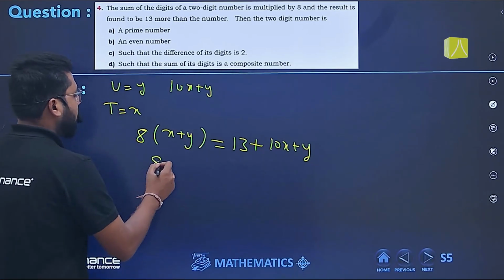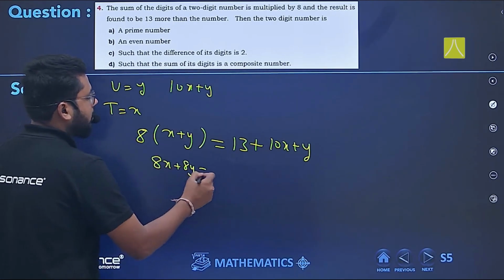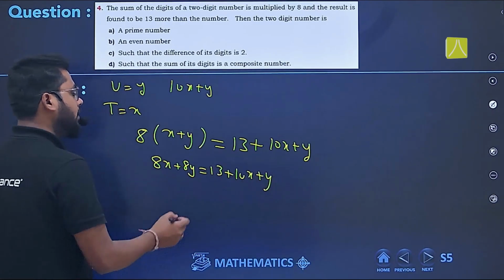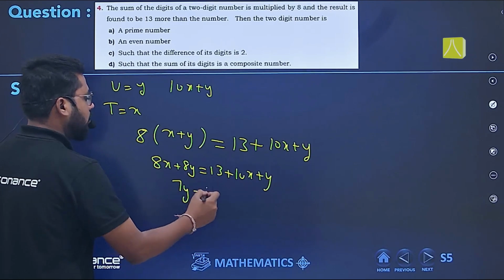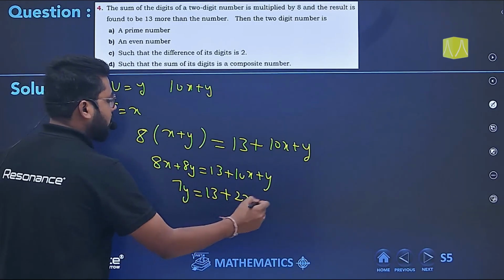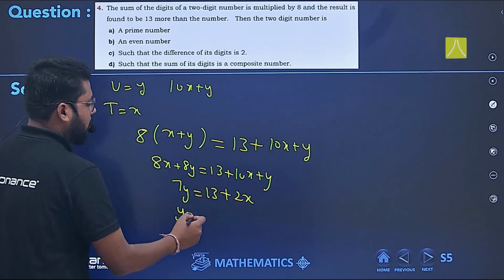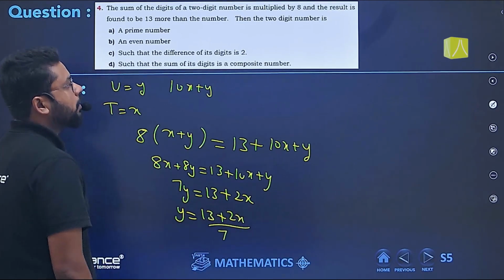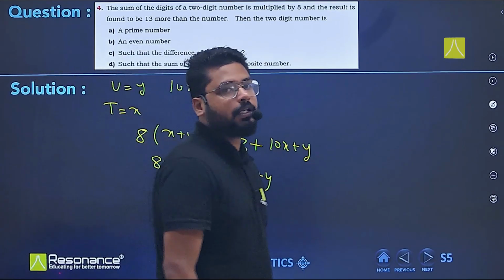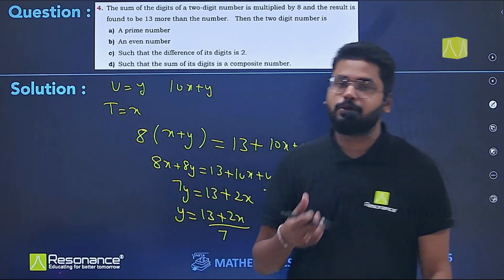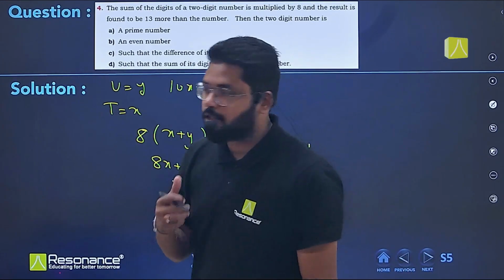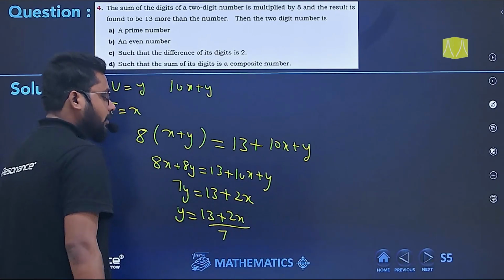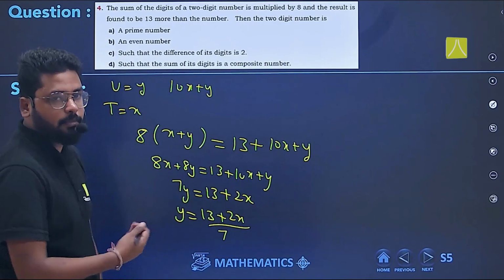This means 8x plus 8y is 13 plus 10x plus y, or we can say that 7y is equals to 13 plus 2x, or y is equals to 13 plus 2x by 7. We have to find the 2-digit number. So that 2-digit number will be a proper counting number. This means x and y should take a natural number value. So by hit and trial, if you take x 1, then y will be 15 by 7. So y cannot take decimal number value.